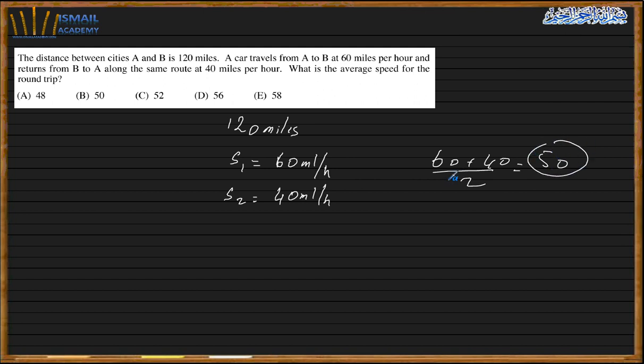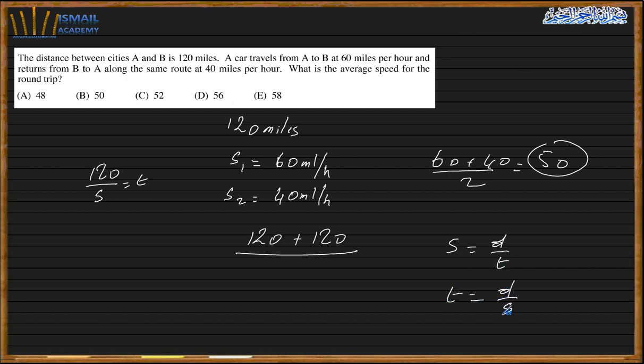Keep in mind that the average speed is the distance over the time. So what is the total distance traveled in the round trip? It is 120 plus 120, because it's the same distance, divided by the time. How much time was spent on the first trip? What we do here is divide the distance by the speed to get the time, because the speed in fact is the distance over the time. So if I want to find the time, we just divide the distance by the speed.